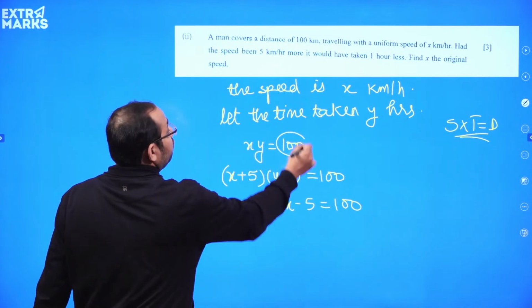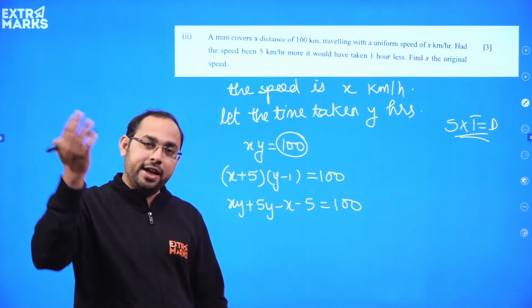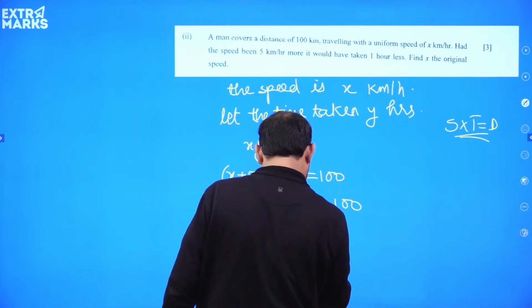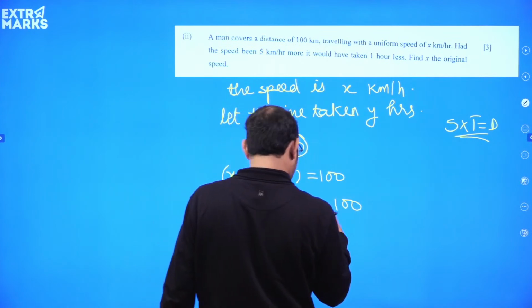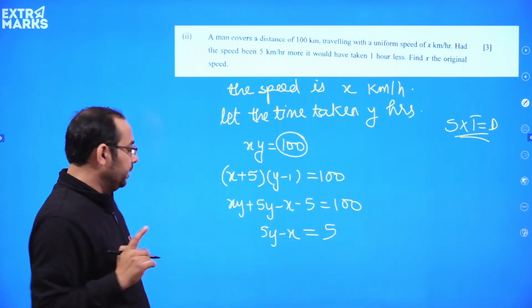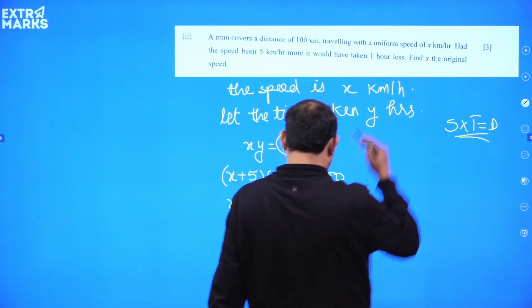Now xy you know is equal to 100. Put that value here. 100 minus 5, 95. So you will get 5y minus x equal to 100, 100 minus 5 is 95... wait, 100 se 100 cancel, 5. Right, so 5y minus x is 5. Now what you are supposed to find is x.